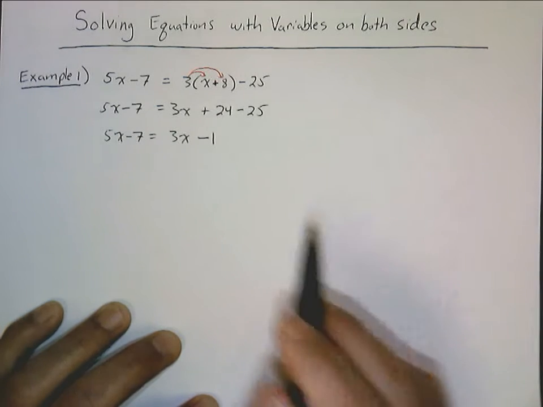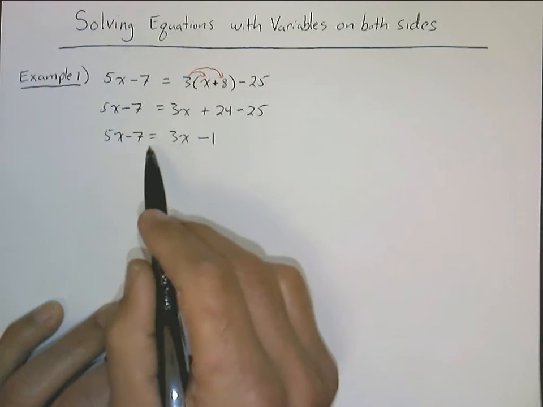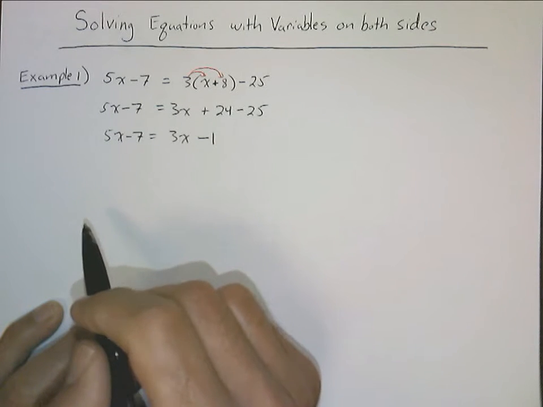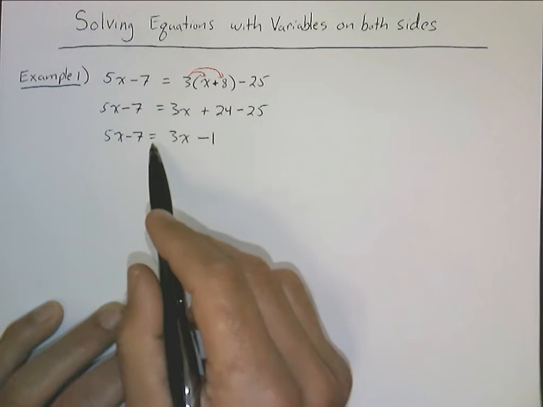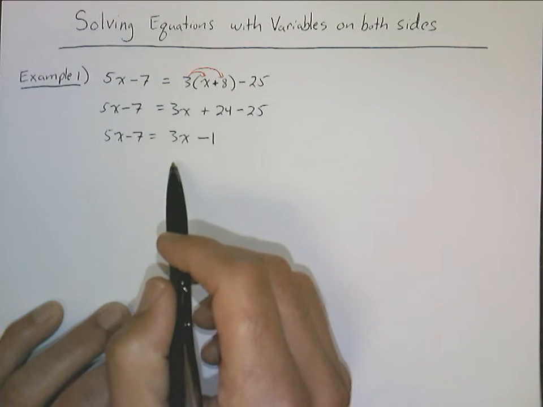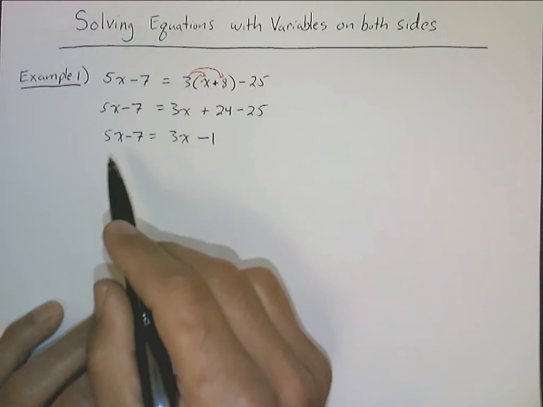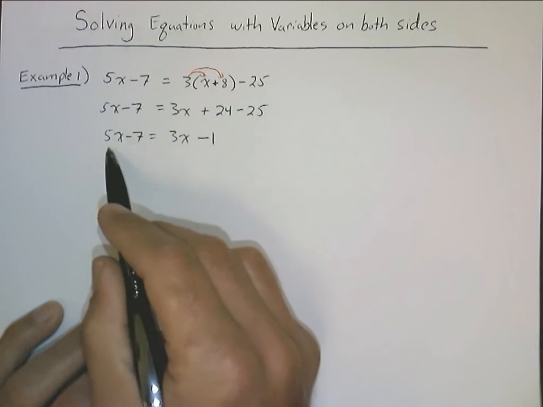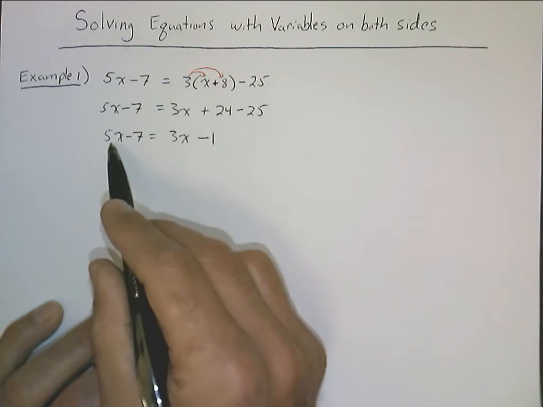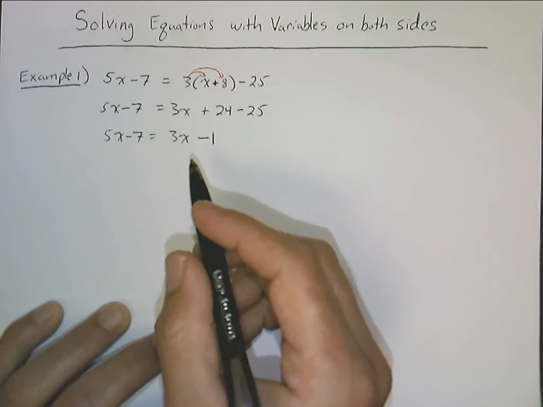So now, we can't really combine these like terms here with x in them because they're separated by the equal sign. But what we can do is apply a property of equality and subtract the same thing from both sides, or add the same thing to both sides. So basically the idea is to get rid of the variable term on one side. And it doesn't matter which one you want to do. Either way will work just fine.